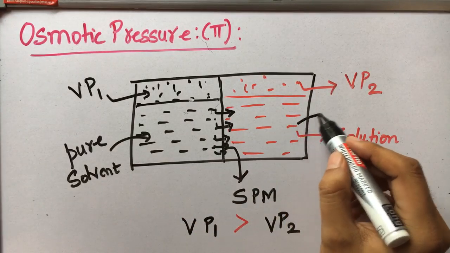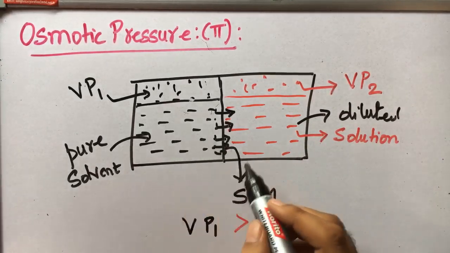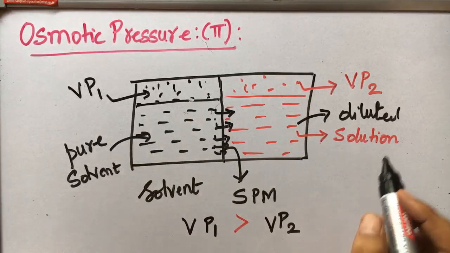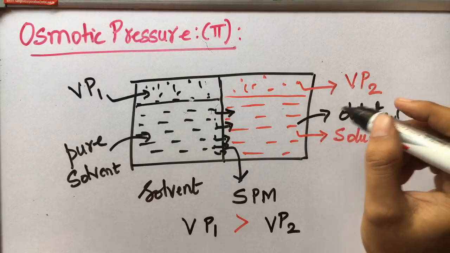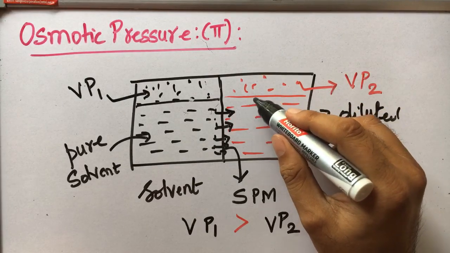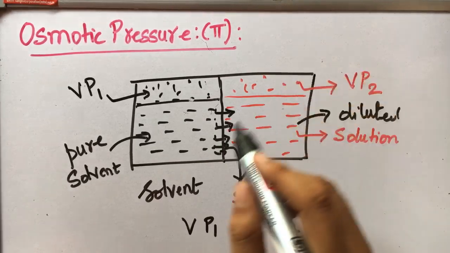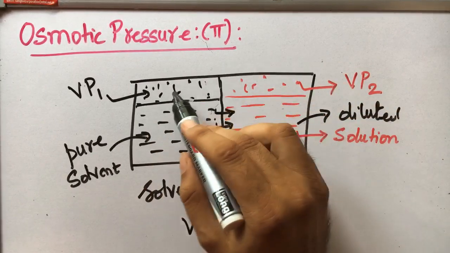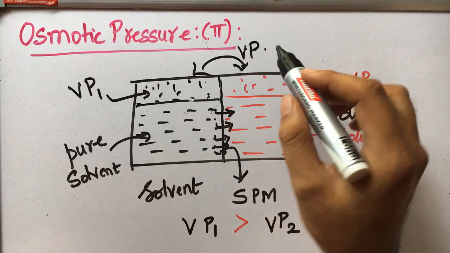So, what would happen to this? It gets diluted. When the solution gets diluted because of the movement of what? Solvent molecules through the semi-permeable membrane, volatility of the solvent has to increase, because when the solution is diluted, the number of solute particles per unit volume on the surface would be less, escaping tendency becomes more, and this process of osmosis would continue until the vapor pressure on the two sides becomes equal.